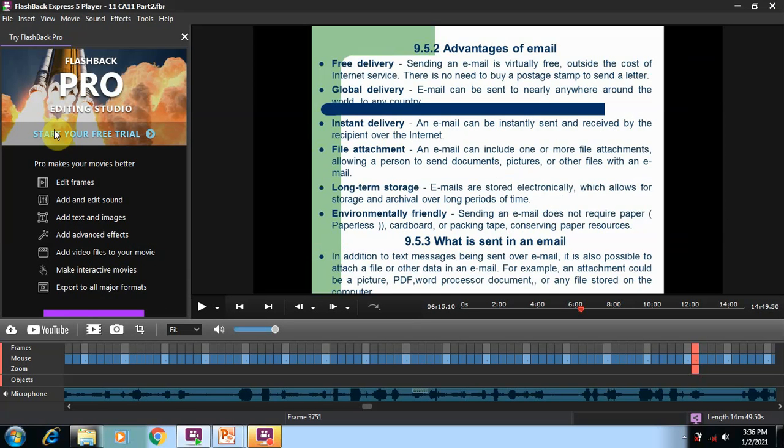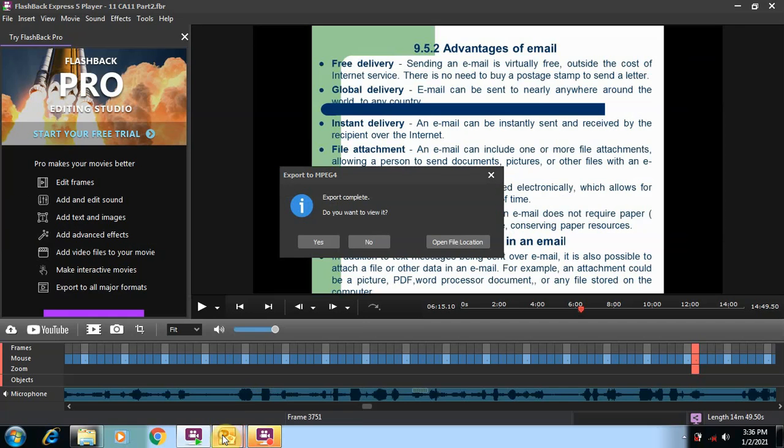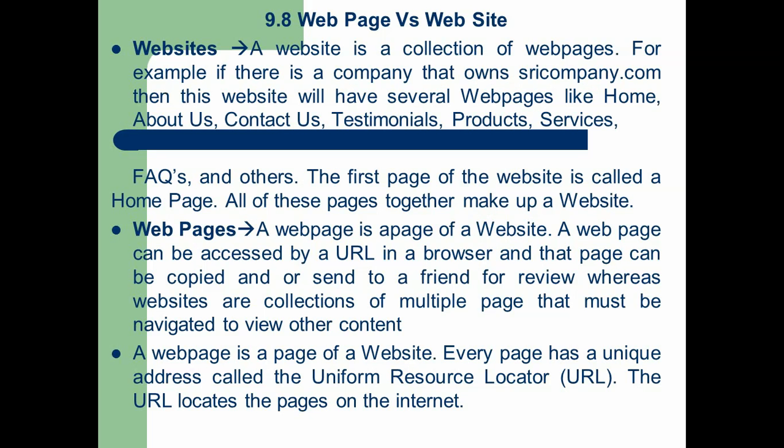Websites must be navigated to view other content. The web page is a page of a website. Every web page has a unique name. That unique name is called URL. A collection of more than one web page is called a website. A web page can be copied and sent for reference to others, but a website cannot be copied.